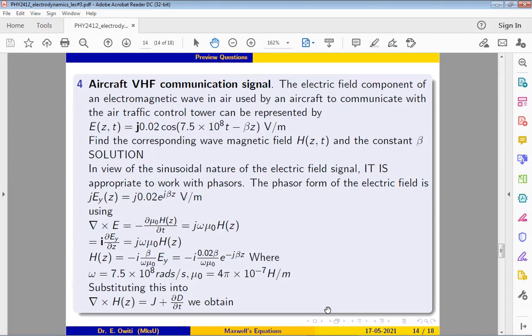So an expression like E equals j 0.02 cosine of (7.5 times 10 power 8 t minus βz) is actually the trigonometric form of a complex number. And that can be expressed in phasor form as 0.02, which is the magnitude, e raised to power j βz. β is the phase of the vector and z is the component.